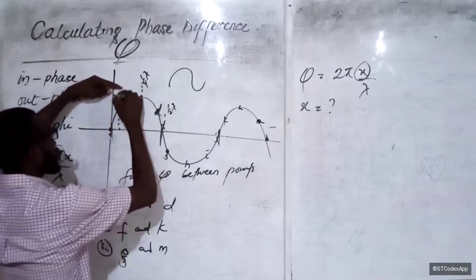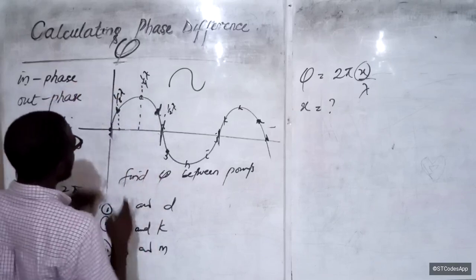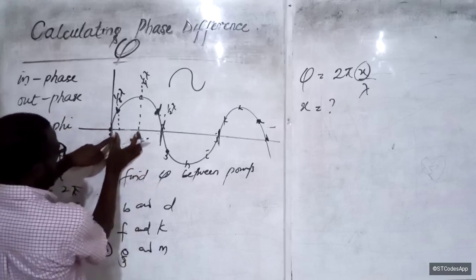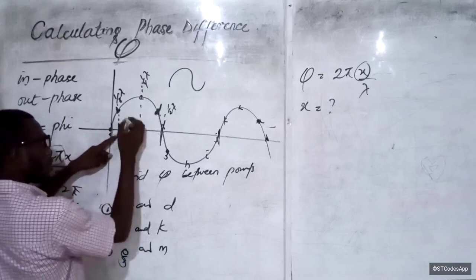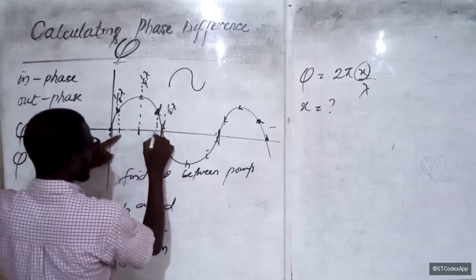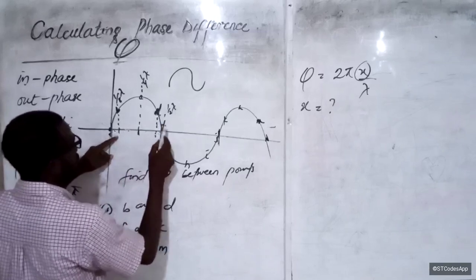Half of this will be what? 1 over 8 lambda. Is that okay? So if this is 1 over 8 lambda, it means that from here to here will also be what? 1 over 8 lambda. From here to here is 1 over 8 lambda. Then from here to here will also be another 1 over 8. So that is 1 over 8 plus 1 over 8 plus 1 over 8 plus 1 over 8 to give us half.